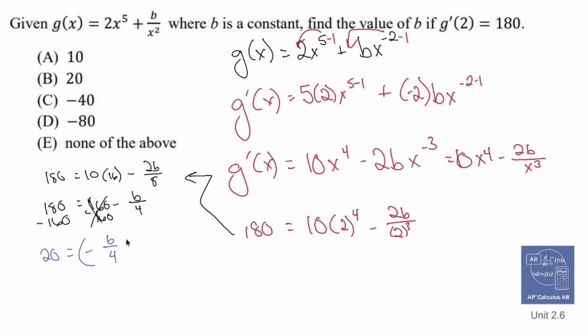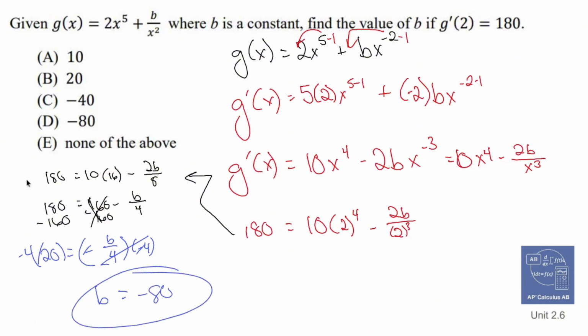Right? Multiply both sides by negative 4. That crosses out along with the negatives, and b equals negative 4 times 20, which is negative 80. What a strange problem. I liked it though. You had to think about it a little bit, but that's how you do it. Power rule, fun.